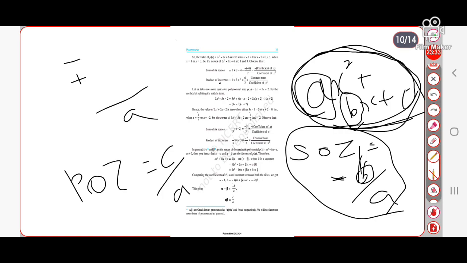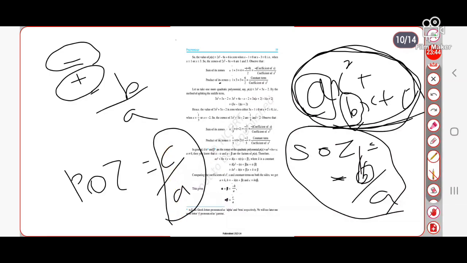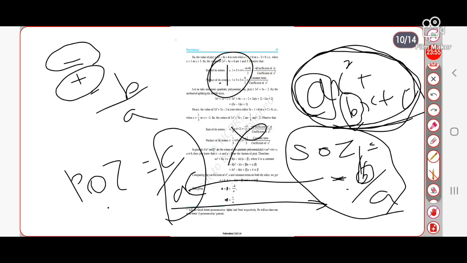The sum of zeros has a minus in it, and the product of zeros has a plus in it. For the sum of zeros it is b with a minus symbol, and for the product of zeros it is c with a plus symbol. That's it to be remembered. If it is interchanged, the entire sum goes wrong and they won't even give you a single mark for that question, right?